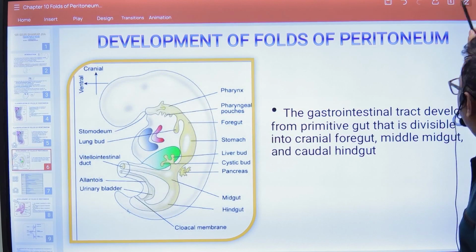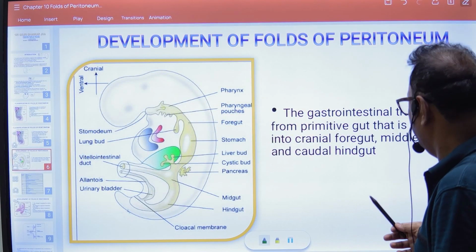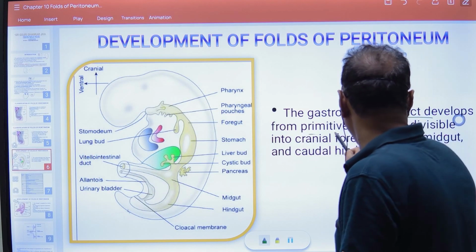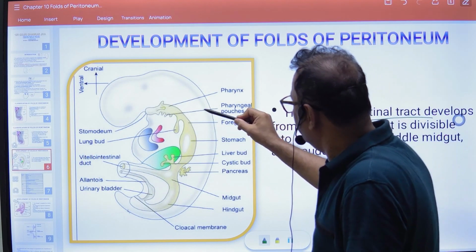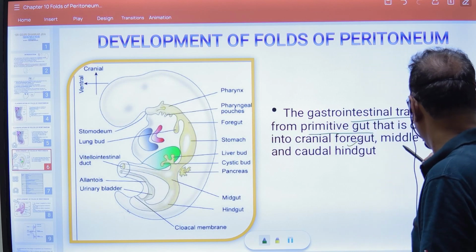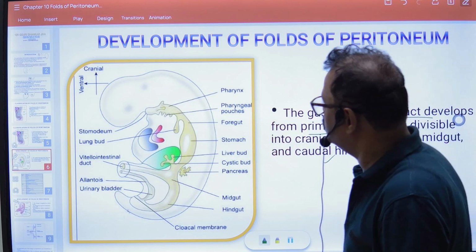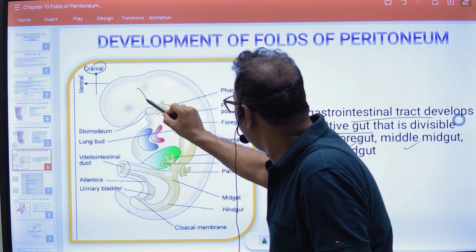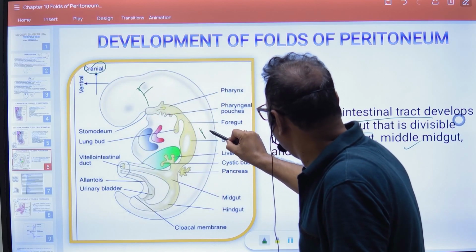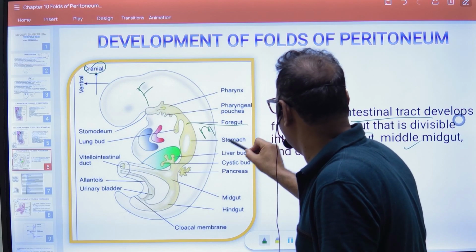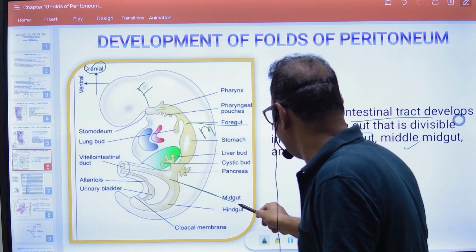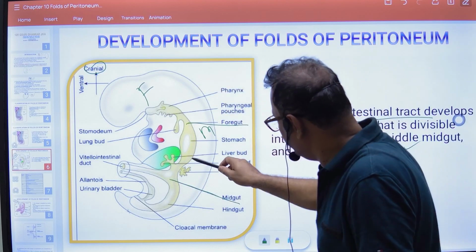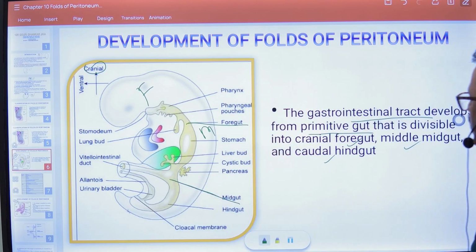Then we could see the developmental fold of the initial stage, in which the gastrointestinal tract develops from the primitive gut that is divided into the foregut, the midgut, and the caudal hindgut. This is the cranial end. Up to this we have got the foregut, and up to here we have got the midgut, and below that we have got the hindgut.